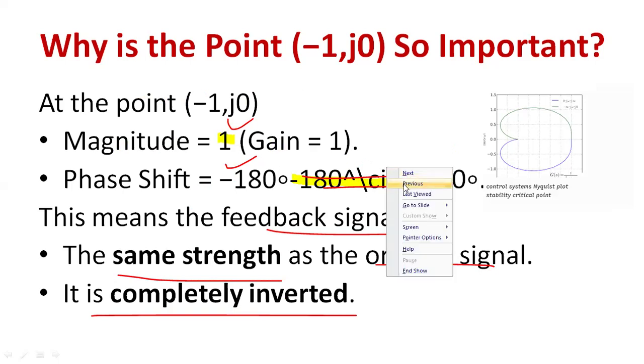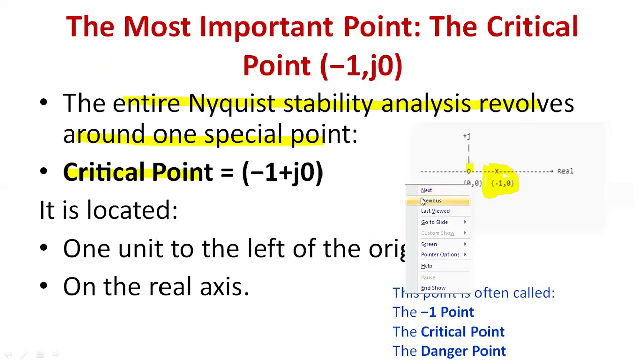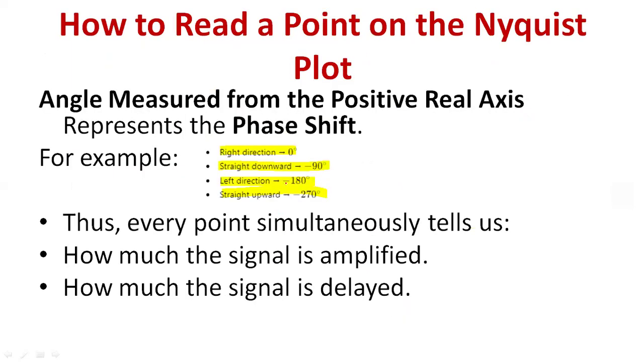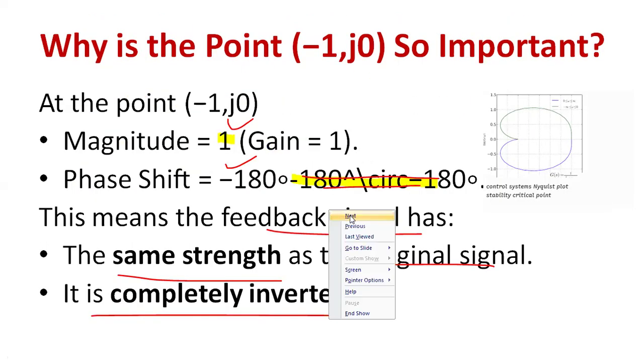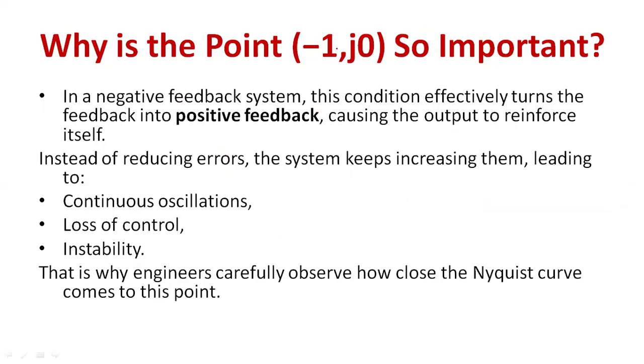How to determine the phase shift? I already mentioned the thumb rule. The left direction is minus 180 degree. That is how the phase shift is determined. So kindly understand, I will do a problem, and at that time you will understand better. So why is minus 1 plus 0j important?